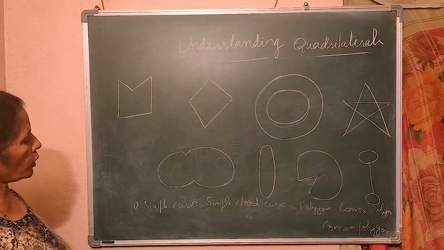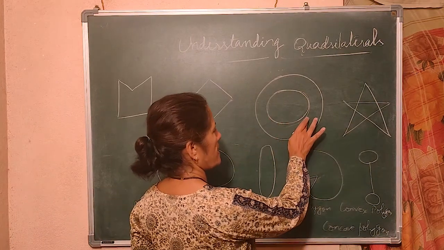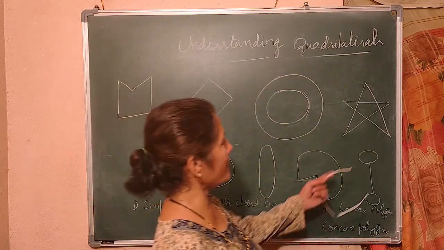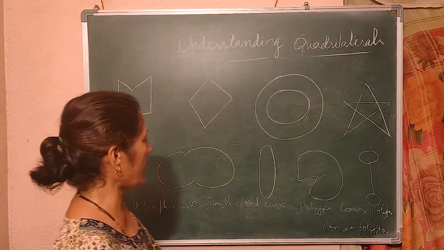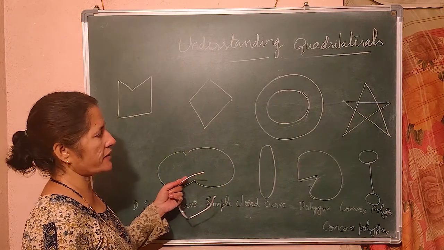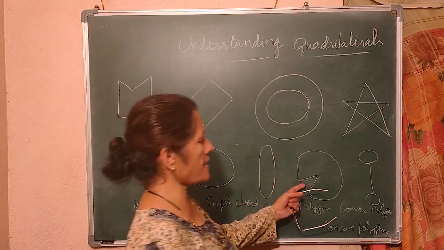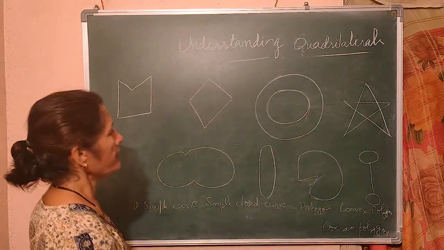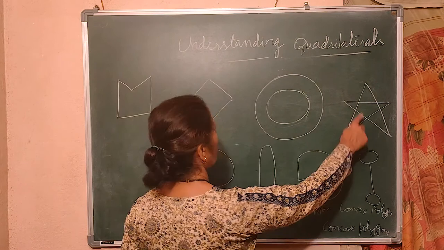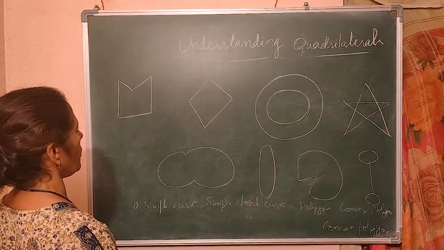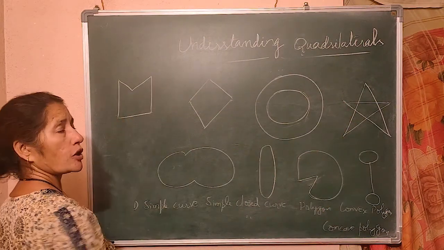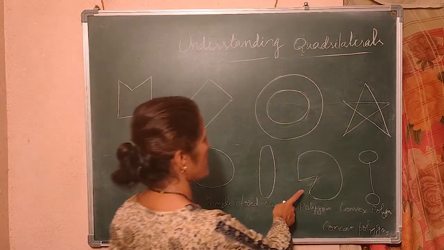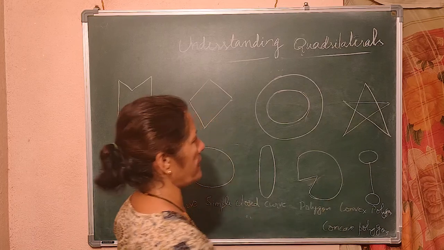It is a simple closed curve. See, if I take this one separately and this one separately. See, this is also not a simple curve, right? This is a simple curve. This is a simple curve. This is a simple curve. Here also it is not a simple curve, right? I say this is also a concave polygon. This is a convex polygon. This is a concave polygon. This is a simple curve. This is a simple curve. This is a simple curve. These are not simple curves.